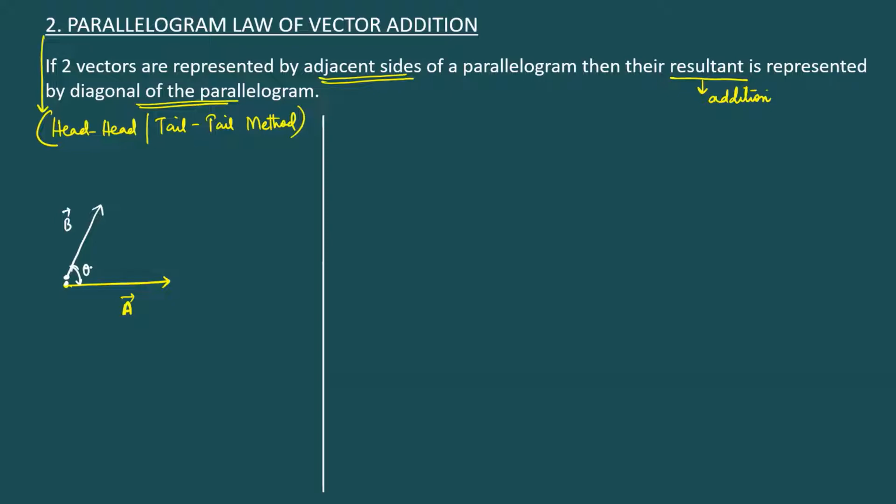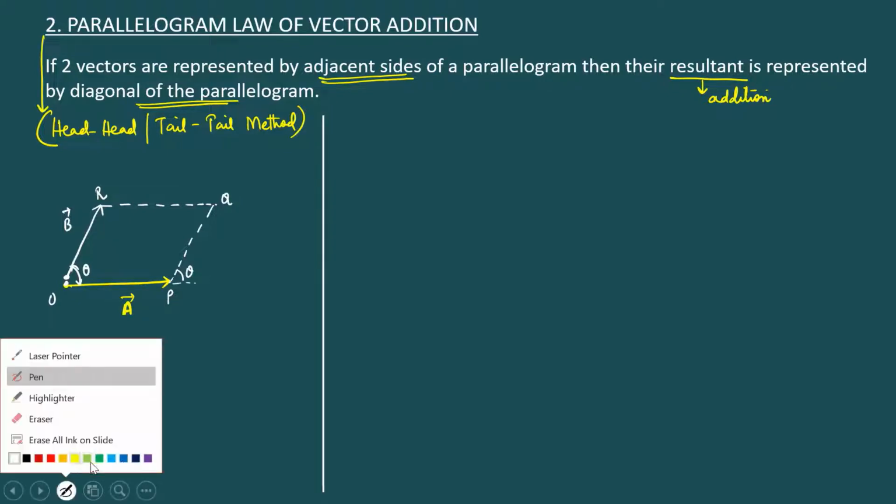So how do you find the resultant? We have made the tails coincide, and now you complete the parallelogram. Draw a parallel side for A and draw a parallel side for B. Let me call these points O, P, Q, and R. OR and PQ are parallel and equal. So if OR makes an angle theta with the base, PQ also makes the same angle with the base. And the statement tells us that the resultant, the addition, is represented by the diagonal of the parallelogram.